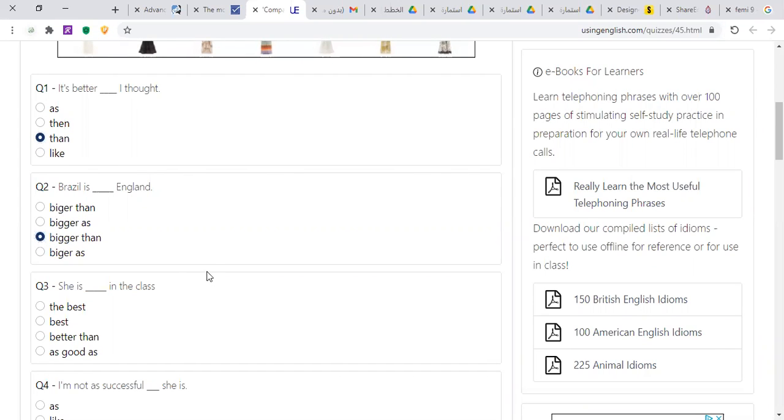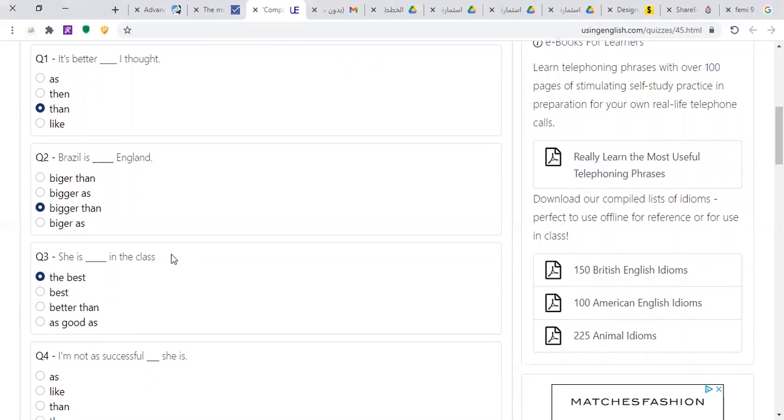We didn't know this before, but I think you are familiar that when I change the adjective big to the comparative form, it's going to be with two G's, bigger. She is in the class. What do you think, Raneem? Biggest. Yes, she is. Say it again, please. The best. Yes, she is the best in her class.